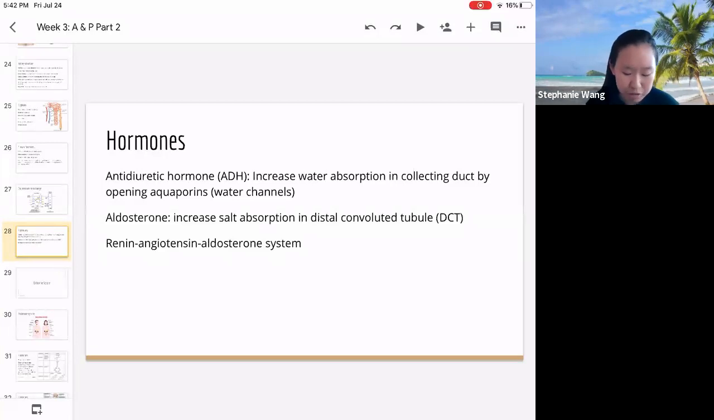The renin-angiotensin-aldosterone system is a system to regulate blood pressure. Just know that. Basically, renin causes the activation of angiotensin. Angiotensin causes vasoconstriction, meaning constriction of the blood vessels. And aldosterone has to do with salt again. But if you want to learn more about the renin-angiotensin-aldosterone system, feel free to Google that. I think Wikipedia has a good article on that.